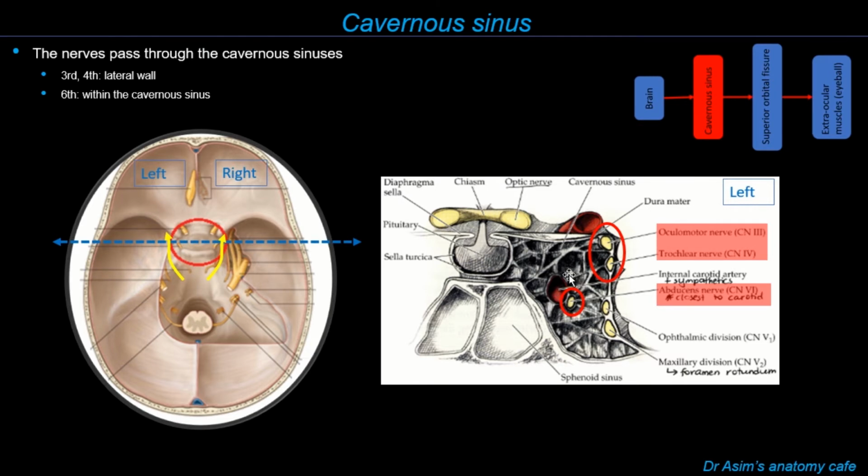Now, this is an important anatomical relation to know, because if there's any problem inside the sinus, such as a rupture of the aneurysm of the internal carotid artery over here, then the abducent nerve is more likely to be affected or compromised first as compared to the oculomotor and the trochlear nerve. This information might actually help you in lesion localization.